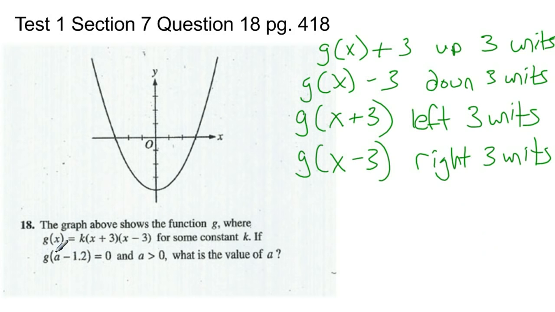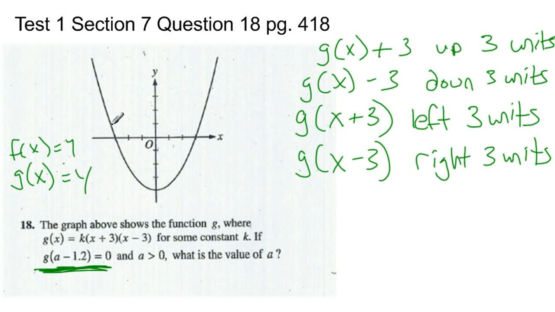It says g of a minus 1.2 equals 0. This is the key line right here. We're finding out when it equals 0, or basically think of this as when y equals 0. You can think of this as kind of g of x equals y. You might have heard like f of x equals y. It's the same thing here. So we're looking when y is really 0.